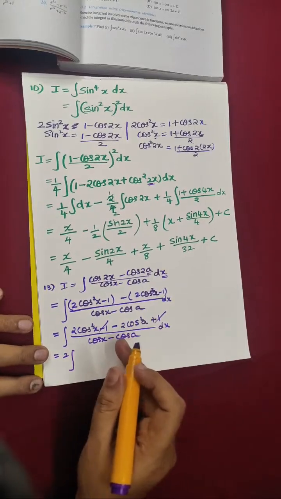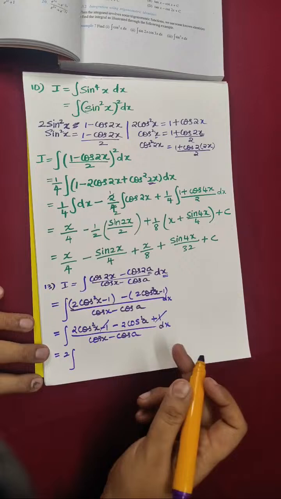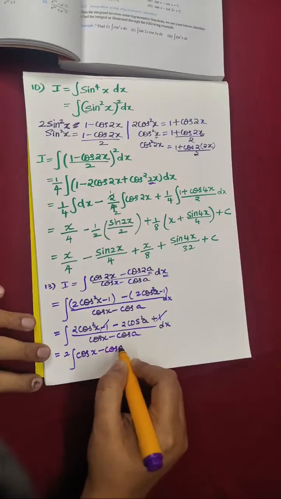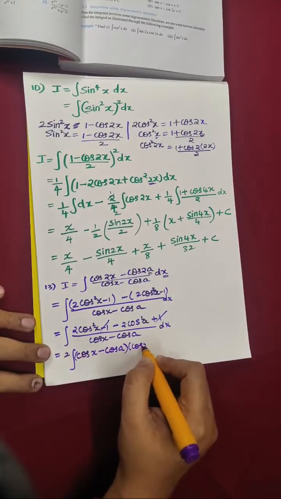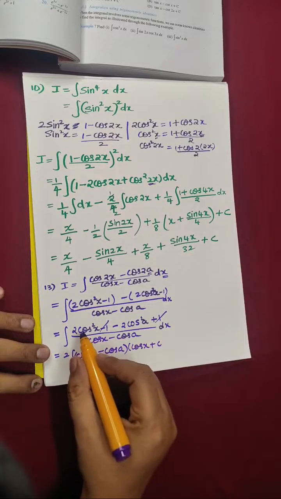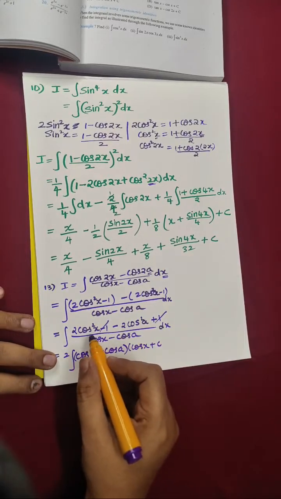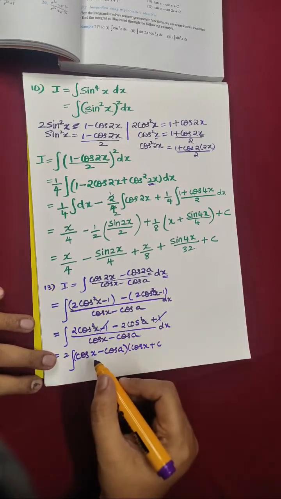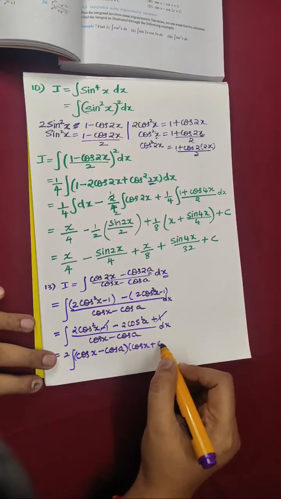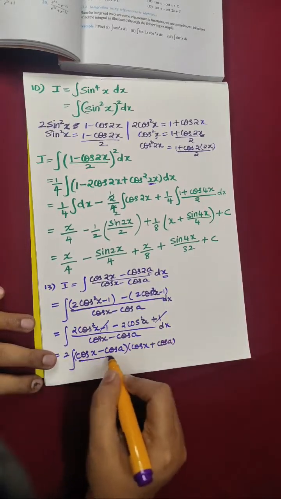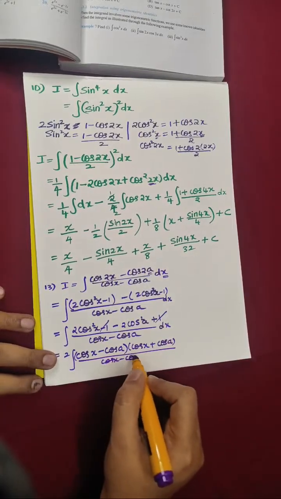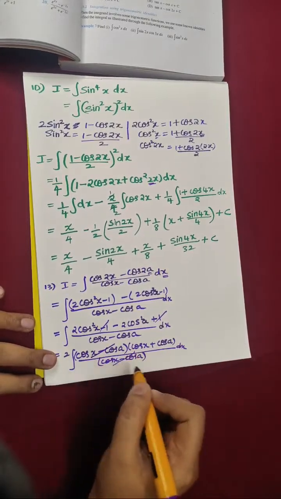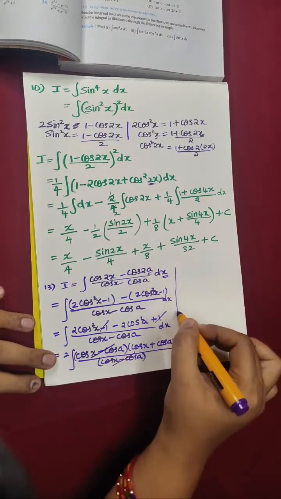Again, it's like a previous question. It is in the form a square minus b square. So you can write it as a minus b into a plus b. That is clear here. Since we have taken 2 as common, you will end up with cos square x minus cos square a. And it is of the form a square minus b square. So you can write it as a minus b into a plus b. So cos x plus cos a the whole by cos x minus cos a into dx. As a whole, you can cancel this term cos x minus cos a.